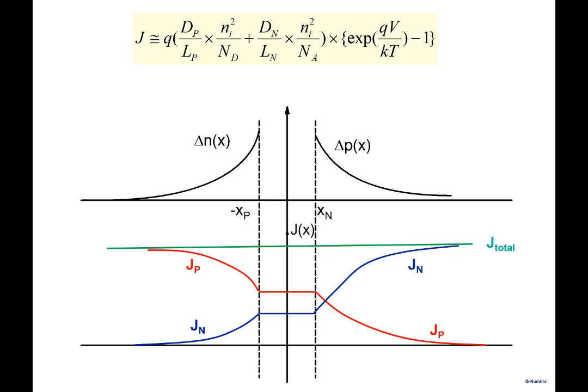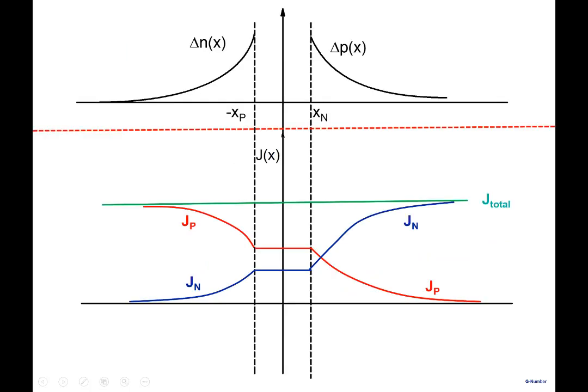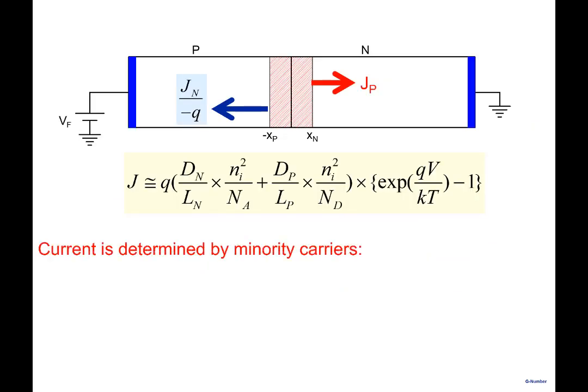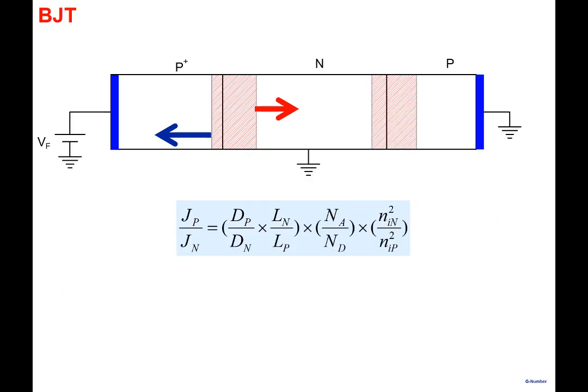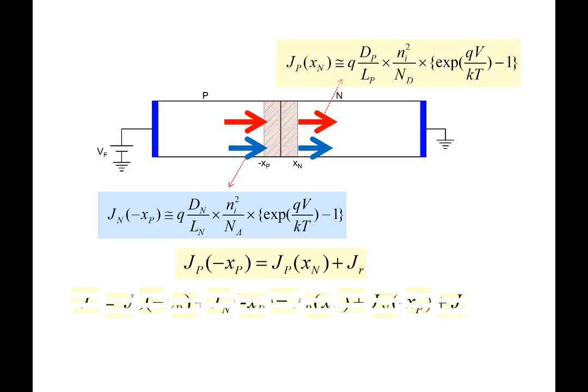This is how our behavior is. Note that Jp is decreasing, Jn is increasing, and Jp we have assumed to be the same across the junction. No recombination. If there were a recombination, Jp would have dropped. Similarly, Jn would have dropped, but we have made the line flat. No recombination. So this is how it goes here. But in actual practice, all this current is determined by minority carriers. We have seen all of this here. I'll skip some of these things.